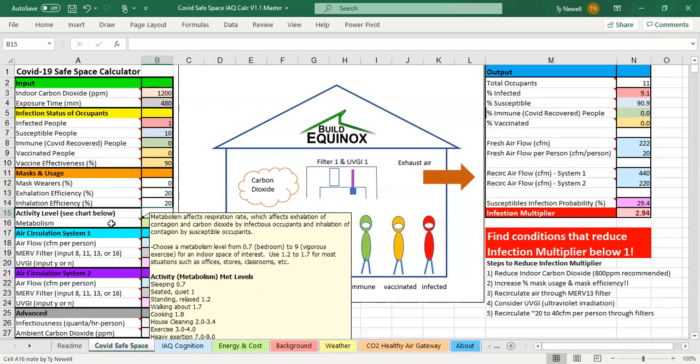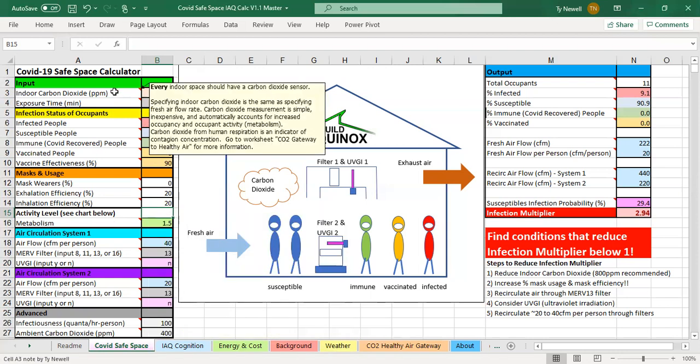Associated with the metabolic rate is your breathing, and your breathing impacts how much carbon dioxide you're putting out. And carbon dioxide, when you follow the carbon dioxide video, is important because also associated with your breathing is the contagion, the virus that you're exhaling. So the more you breathe, the more carbon dioxide, and correlating with carbon dioxide is the amount of virus you're putting out.